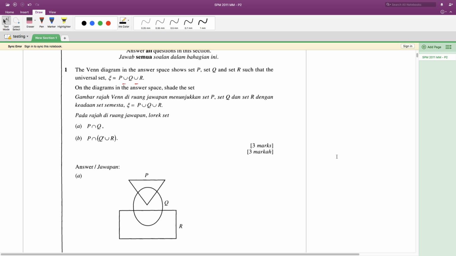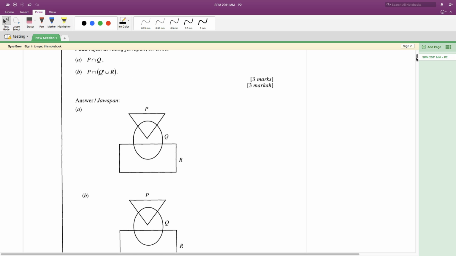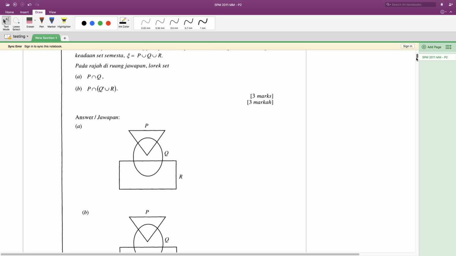So if P intersect Q, it's very easy. You just shade wherever P and Q touch each other. So just like this, P intersect Q. Okay, nothing very special. For the second part, in a set topic, you have to do whatever is inside the bracket first. So that one will be Q complement union R.